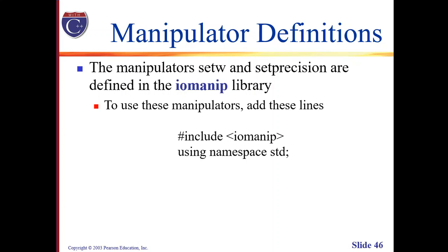So, how are manipulators defined? The manipulators setw and setprecision are defined in the iomanip library. If we recall, just like any other functions that we used previously, they also have their corresponding library that needs to be included. So in this case, if we would like to use the following manipulators, for example, setw and setprecision, we need to include the iomanip library in our program by providing the appropriate include directive, such as this one.